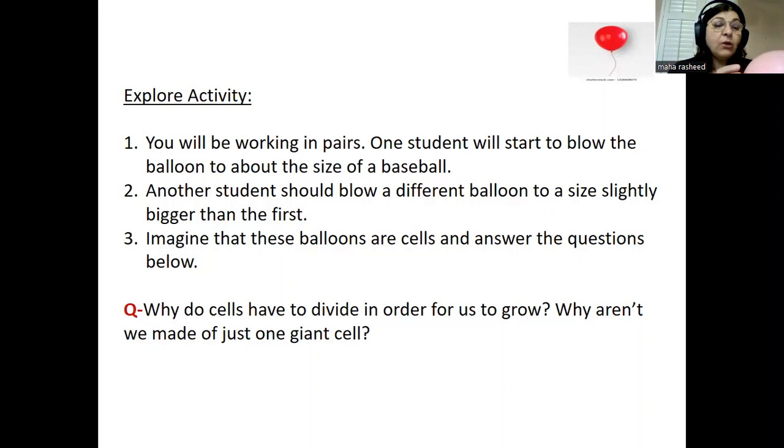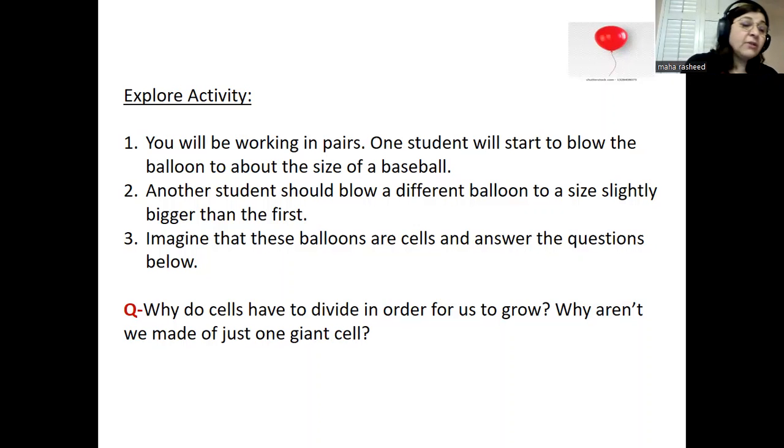Excellent. So also, it is hard because if you have one giant cell and this cell gets sick or damaged or mutation, the whole organism is damaged. But when you have very tiny multiple cells, if you have one cell that is damaged, you could replace it with another. And that is why it is important to have small cells instead of one giant cell.